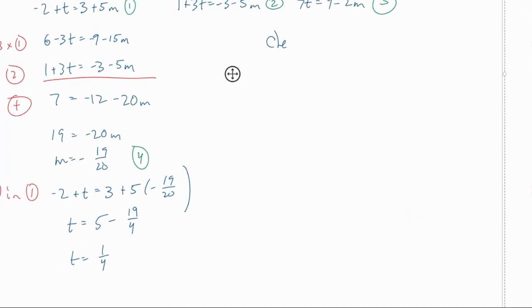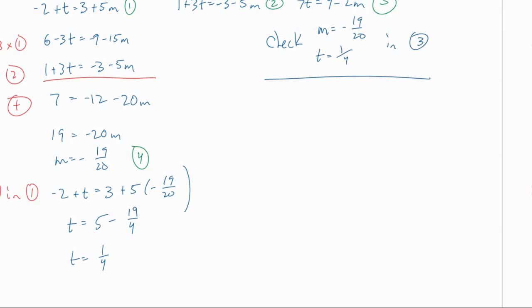check m equals negative 19 over 20 and t equals 1 over 4 in equation 3, because that's the one I haven't used yet. This is where I flip over and check in the other one, right? So 7 times a fourth, which is obviously 7 over 4, and the right side is 4 minus 2 times negative 19 over 20. Again, just using my calculator, I got to get a common denominator here, which you might not bother, but I'm going to choose to do that, 40 over 10 plus 19 over 10.